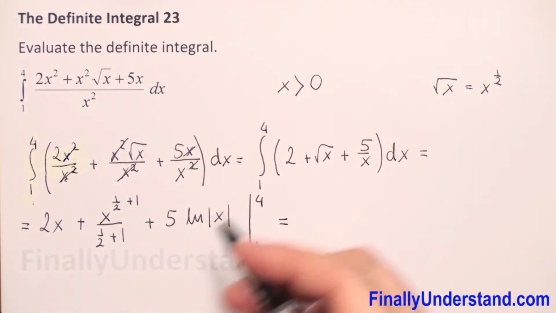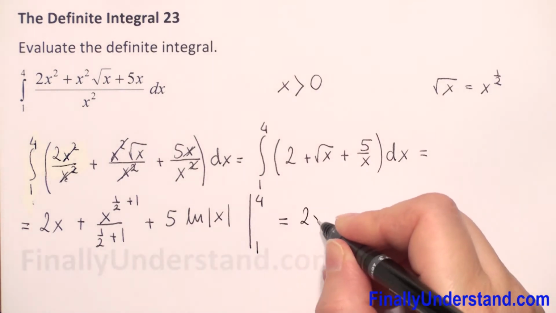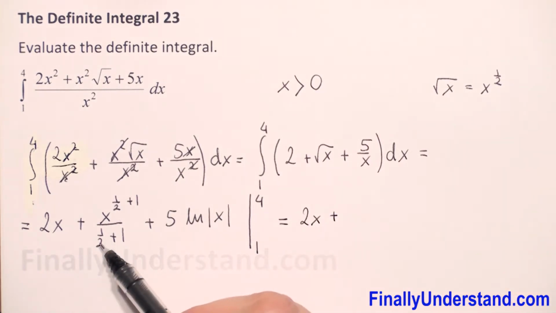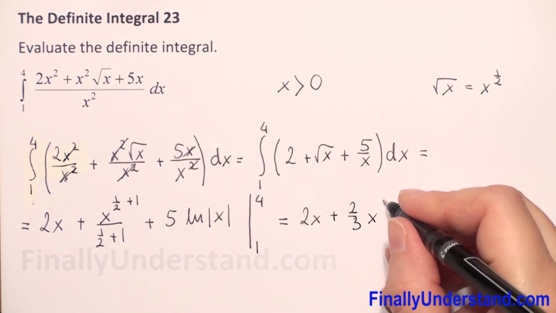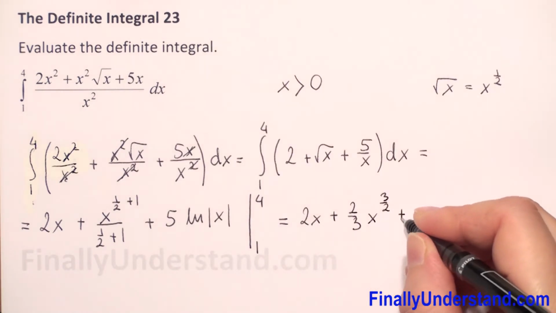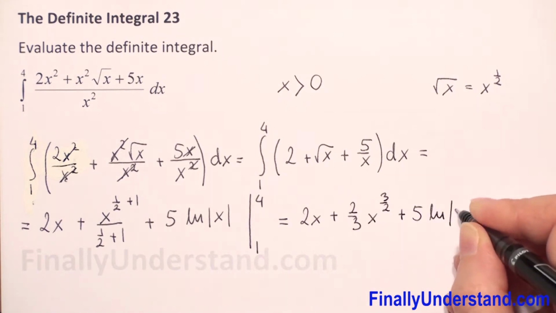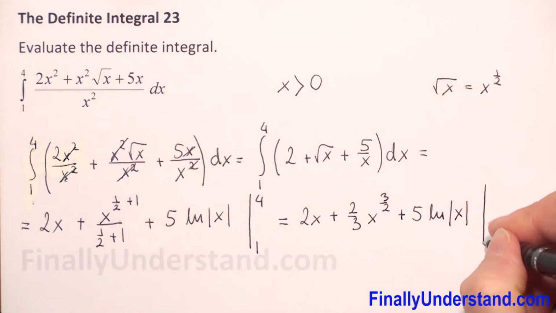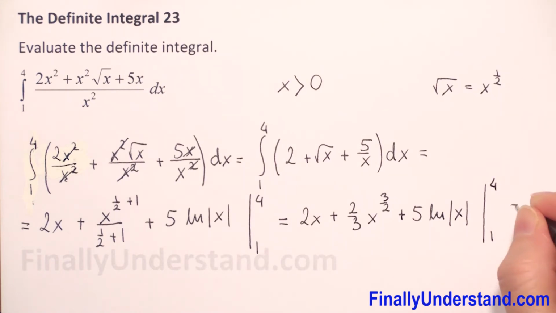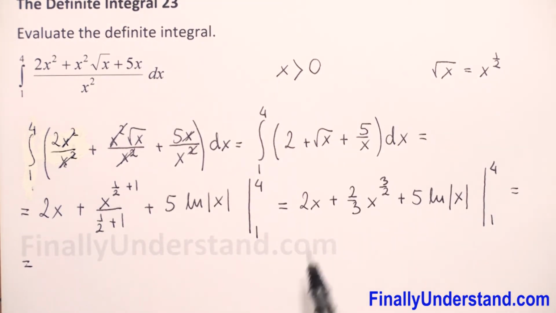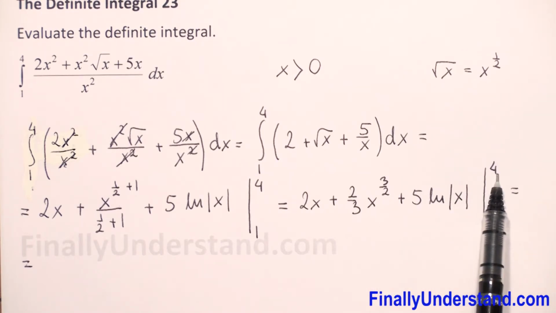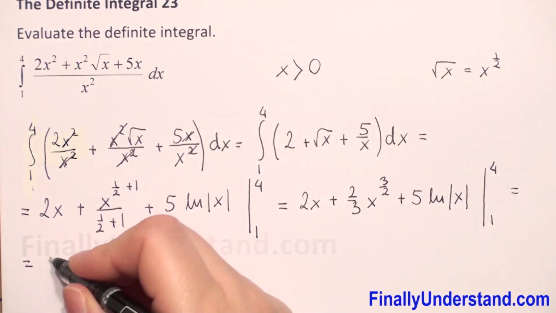This is equal. Let me simplify this. It will be 2x plus, we have in the numerator 3 over 2, so we have to flip this fraction, so it will be 2 over 3 times x to power 3 over 2 plus 5 natural logarithm of absolute value of x. We have vertical bar from 1 to 4. This is equal. Next step, we have to plug in the upper limit first. It means we have to replace x's by 4. First, let me put this in parentheses.